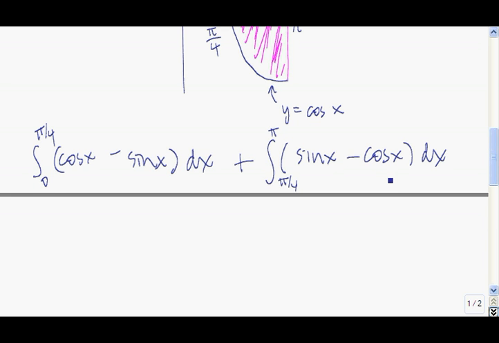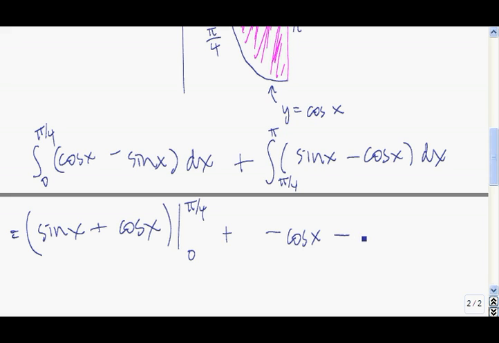Okay, to evaluate, we have to evaluate each of these integrals separately. So let's find an antiderivative of the first one. An antiderivative of cosine of x is sine of x, and an antiderivative of negative sine of x is cosine of x. And so that goes from 0 to pi over 4. Then we add on the value of this integral. An antiderivative of sine of x is negative cosine of x, and an antiderivative of cosine of x is sine of x.